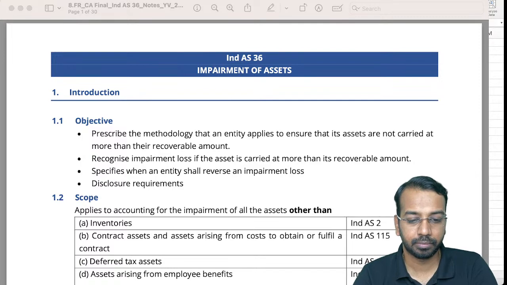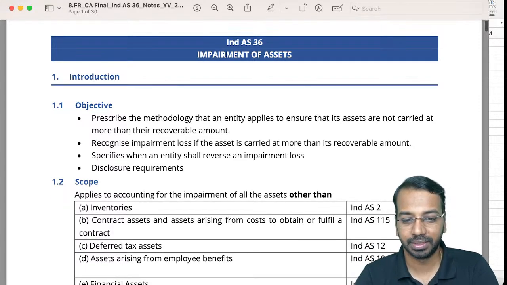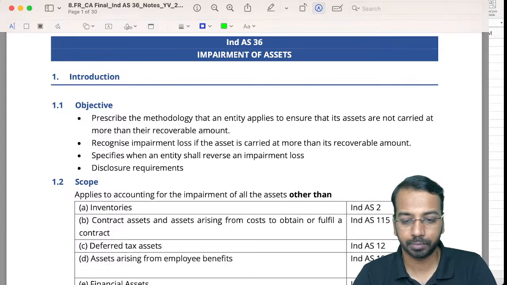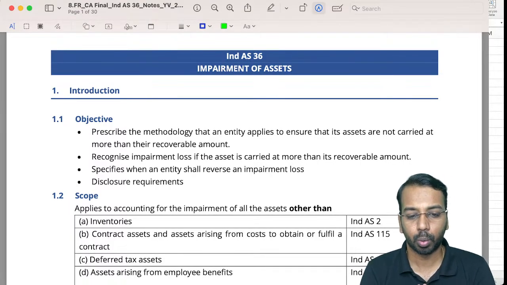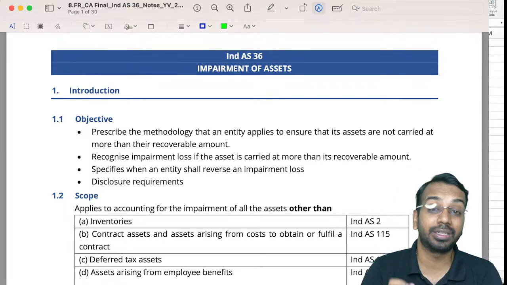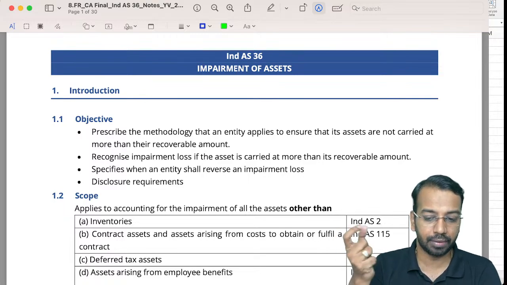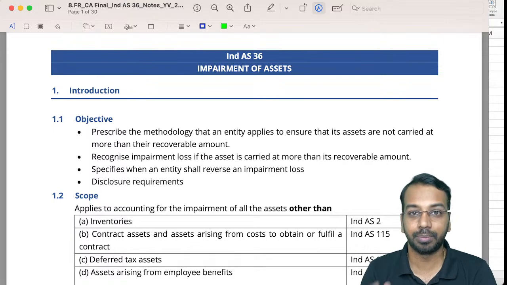Good morning once again, and let's now start off without wasting too much time. Today we start with Ind AS 36, and Ind AS 36 deals with impairment of assets. When we talk about impairment of assets, we are talking about some kind of loss. You would have heard the term hearing impaired. Impaired means damaged.